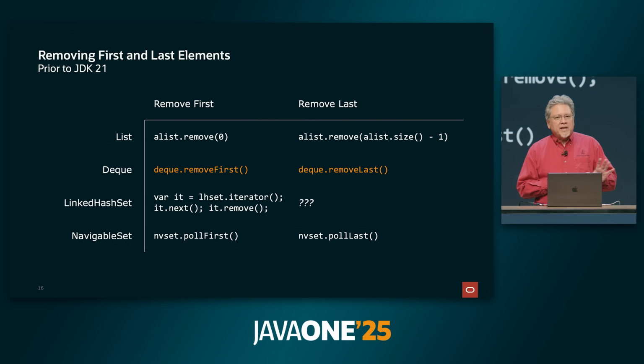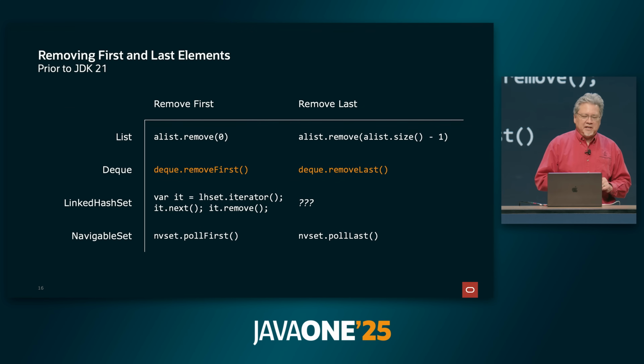Deque, as I said before, has this nice family of first and last operations already. So Deque has removeFirst and removeLast already, so that's kind of nice. LinkedHashSet, okay, so now this is really bad. LinkedHashSet has always been deficient because, prior to JDK 21, it did not add any new methods to the Set interface. And the Set interface has no notion of getting elements. Well, you can kind of get an element by getting an iterator, and that gives you access to the elements, and you can remove elements by calling the remove method on the iterator. So to remove the first element, you get the iterator, advance to the first element, and then call remove on the iterator. That's kind of a roundabout way, but it actually does work.